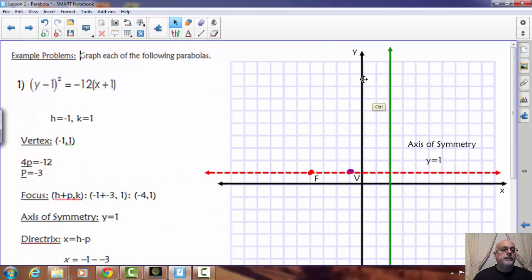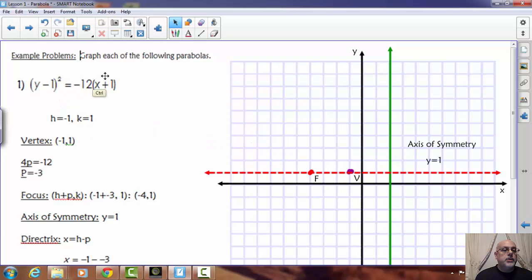And here we go. So if we look at this parabola, y minus 1 squared, well, if the y term is squared, it will be opening either left or right, equals negative 12 times x plus 1. Well, h comma k, the h is still with the x terms, and the k is still with the y terms. So the vertex of this parabola is negative 1, 1, and I've graphed it here and put a v there for the vertex.